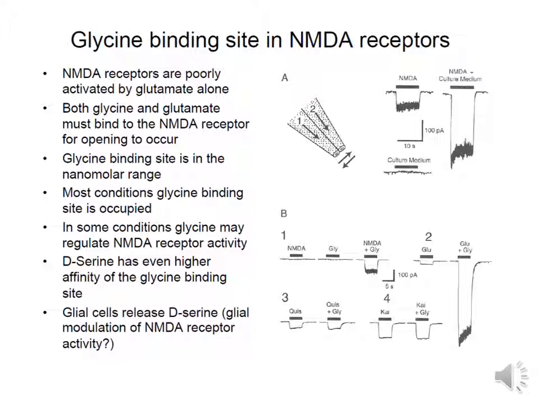As we also commented in the previous slide, serine is another amino acid that can bind to the NMDA receptor, with even higher affinity for the glycine binding site than glycine has. So this is another way of modulating NMDA receptors. Interestingly, glial cells release this serine. So it's being proposed that perhaps glial modulation of NMDA receptors is mediated through the release of serine.